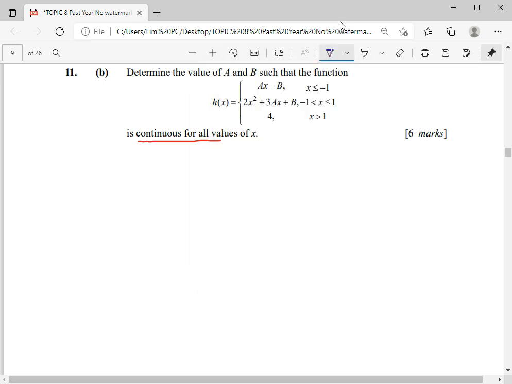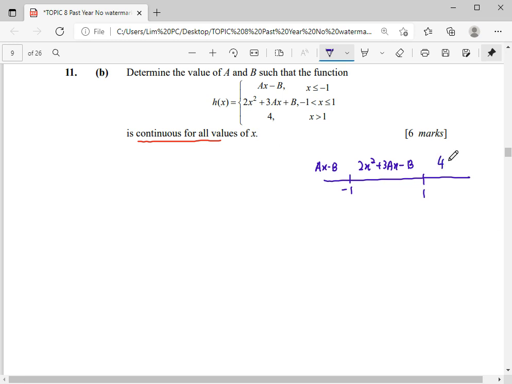So when we meet a situation of piecewise, our first step always is to draw out the interval. So for x less than -1, the function is ax minus b. For -1 until 1, it is 2x squared plus 3ax minus b. And then when x is more than 1, its value is 4.